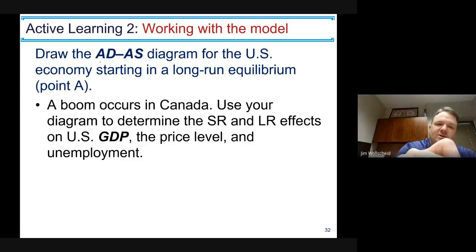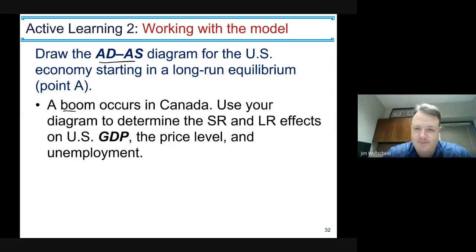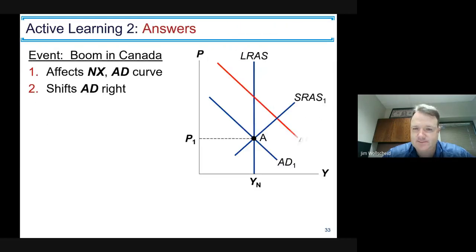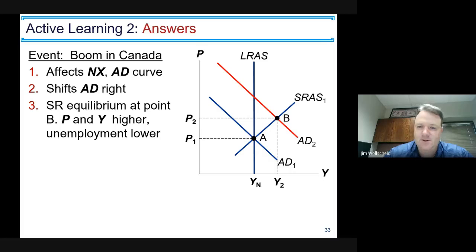Okay, so we're going to do another one real quick. AD-AS. What happens to the U.S. economy if a boom occurs in Canada? I'm going to go through this one quickly. You can work it at home if you want. Boom in Canada, NX shifts right, so does aggregate demand. Boom, we're at a new point with higher prices and output, and unemployment is lower.